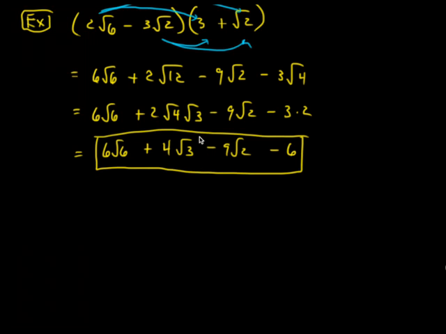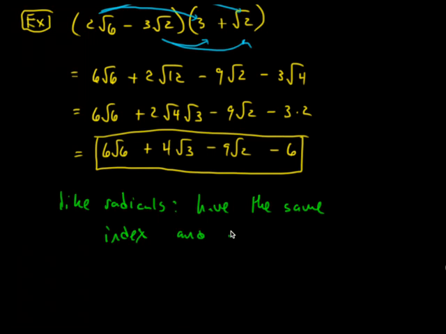And the key is that like radicals, I'll write a little fact here, have the same index and radicand. So the radicand's the inside. And what do you know, when I wrote it, that r even looks like a square root.